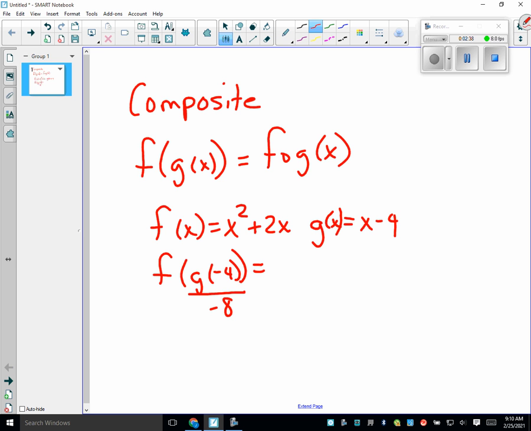And what is that? 48. So you remember that pretty well. How did you get 48? I plugged negative 8 in f. That might make it a little bit harder if you don't have it written down.